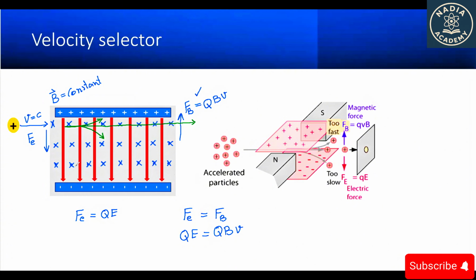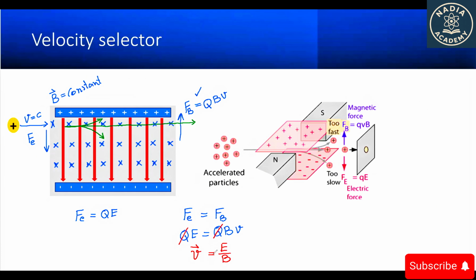Now you can see what is going on in this equation. When both forces are equal to each other, this charge cancels with this charge. Electric field strength is equal to magnetic flux density times velocity. So we have the equation: the velocity of the charged particle is equal to E, the electric field strength, divided by B, the magnetic flux density.